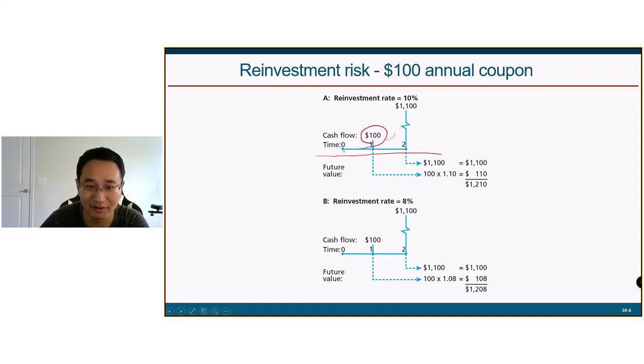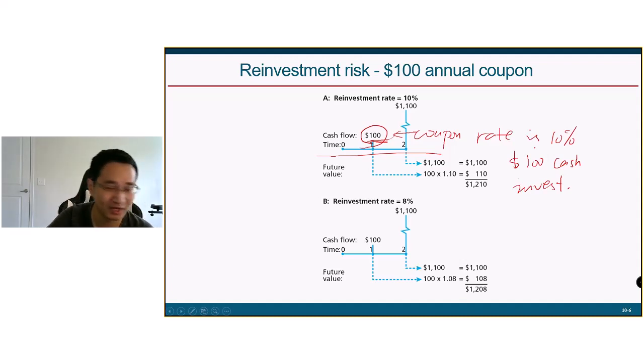What does that mean? It means the coupon rate is 10%. Coupon rate is 10%, and then the par value is 1,000. That's why every year it will pay you $100 coupon. When you receive the $100 coupon, this is $100 cash, right? You need to invest.